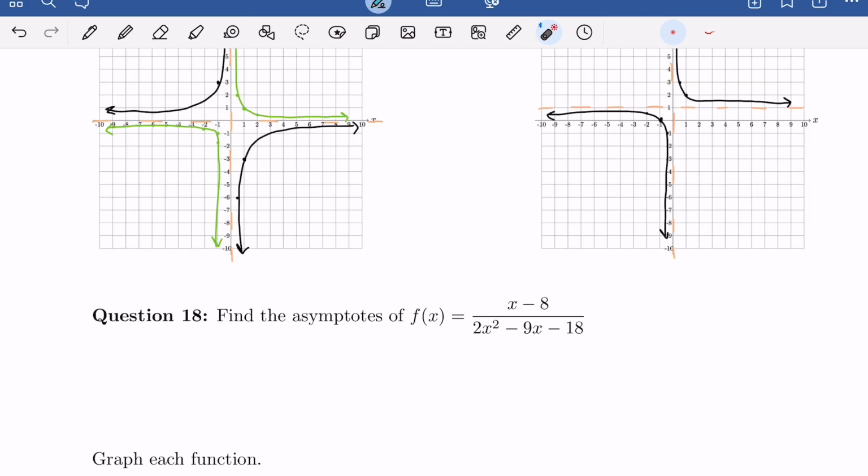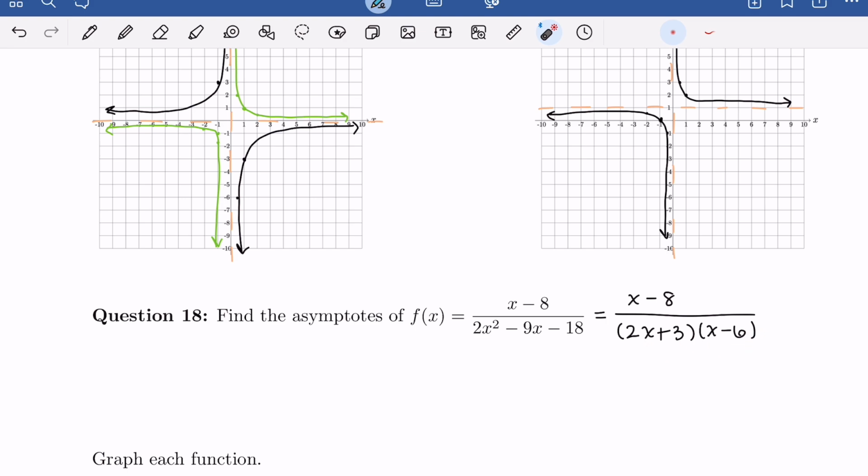Now for this next question here, we just want to find the asymptotes of this function here. Now we have this polynomial in our denominator of this function, so the first thing that we're going to want to do is factor it. So factoring this guy, we're going to get 2x plus 3 times x minus 6. So from here, we can easily see what our vertical asymptotes are going to be. These are going to be the points that make this function undefined, so make our denominator equal to 0.